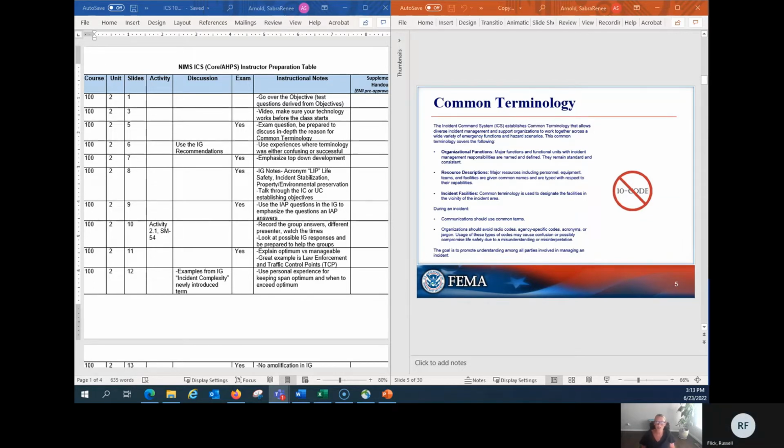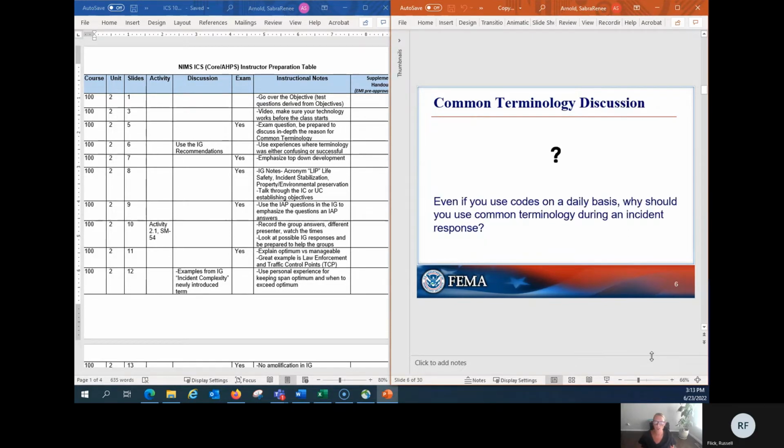Perfect, and that's great, Russ. Thank you so much for that. It is really important to get our students to understand that maybe not everybody uses 10 codes, or they're not all the same. So using personal experience goes a long way when we start talking about common terminology and why we use it. And that moves us right into the next slide here.